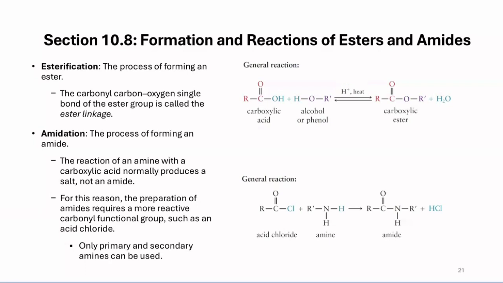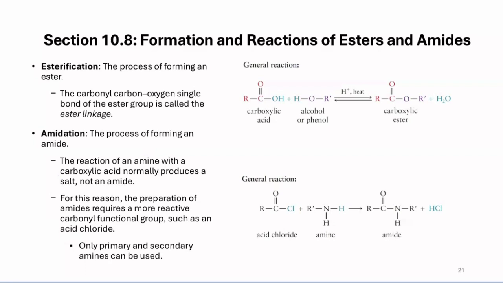When an amide is going to be formed, this reaction is called amidation. The reaction for an amide, specifically between a carboxylic acid and an amine, produces a salt, not an amide, unless it's heated.